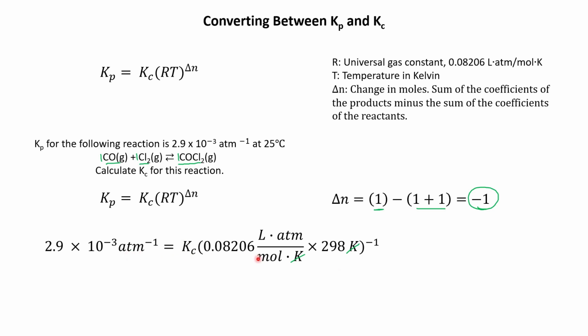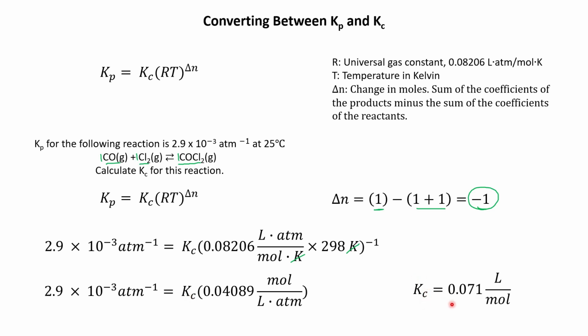So now I'm going to simplify. I'm going to simplify this term right here, and I get 0.04089. Again, you can see my units have changed right here because my Kelvin has canceled out. Now just to solve for Kc, I get Kc is equal to 0.071 liters per mole. And yes, that means my atmospheres did cancel out.